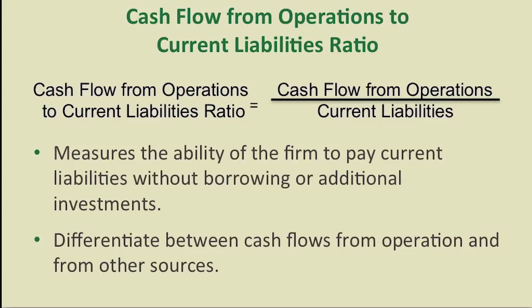The importance and the difference between this ratio and the quick ratio and current ratio is that this ratio focuses on the cash flow from operations generated from inside the firm. They differentiate between cash flow from operations and from other sources, for example, borrowing. So if you have some concern about to what extent your current assets or quick assets can be converted into cash and be used to pay off the current liabilities, this ratio can alleviate that concern because the numerator of this ratio is just the direct operating cash flow from this firm.